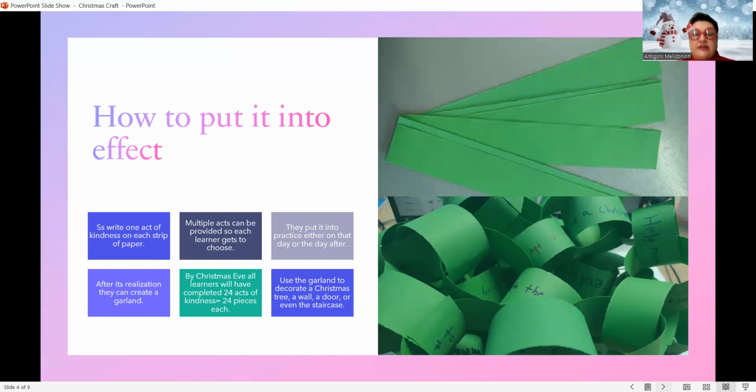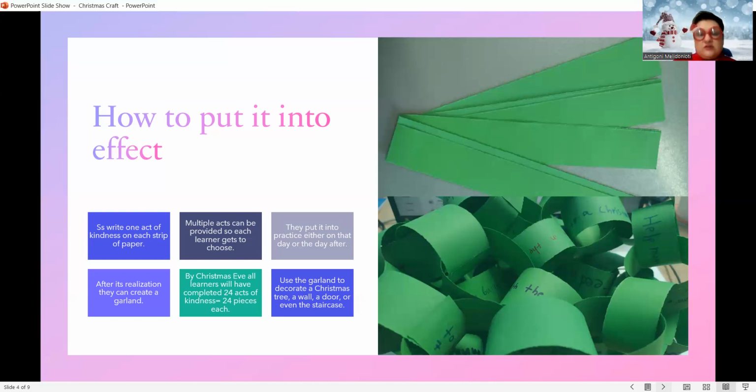The good thing is that they put it into effect. This is something that we have already established. At least try to put it into effect either on the same day or the day after. The minute they have put it into effect, they have realized this act of kindness. Then they can create a strip on their garland. So you can imagine there is an incentive. So hopefully by Christmas Eve, all the learners will have completed 24 acts of kindness, which means 24 pieces on the garland each. Well, do the math and you can understand how big the garland will become.